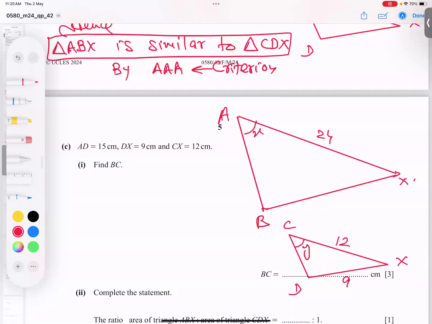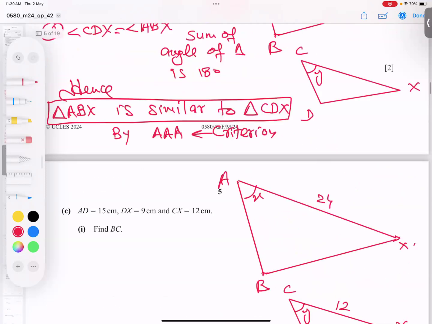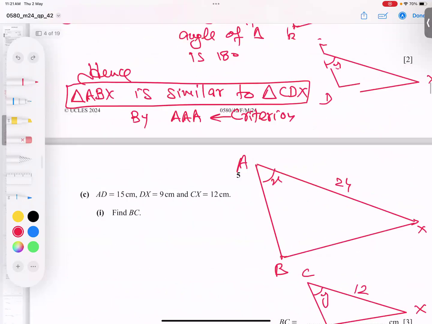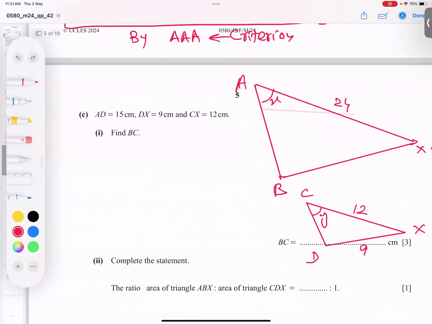What is BC? How to get BC? Where's BC? Let me think about it. BC is in this part. So the best technique was I find BX. Okay, students, let's go for BX. So BX is my first target.